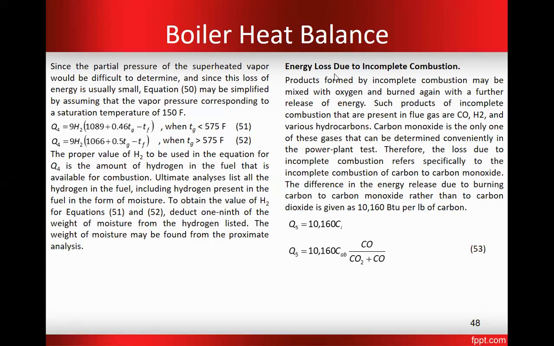Okay. Energy loss due to incomplete combustion. This is the effect of carbon monoxide. Products formed by incomplete combustion may be mixed with oxygen and burn again with a further release of energy. Carbon monoxide is the only one of these gases that can be determined conveniently in the power plant test. Therefore, the loss due to incomplete combustion refers specifically to the incomplete combustion of carbon to carbon monoxide. The difference in the energy release due to burning carbon to carbon monoxide rather than to carbon dioxide is given as 10,160 Btu per pound of carbon. Therefore, Q sub 5 is 10,160 C sub I, or 10,160 times carbon actually burned times CO over (CO2 plus CO).